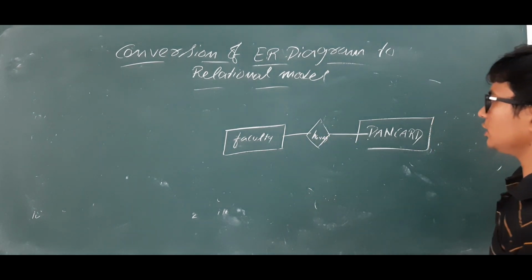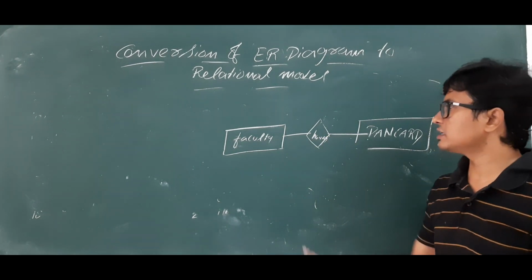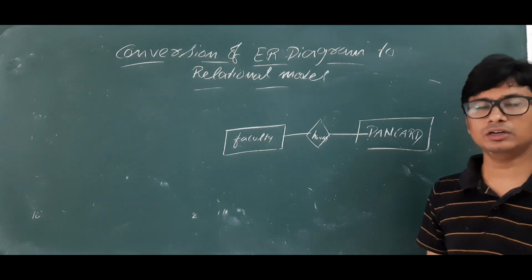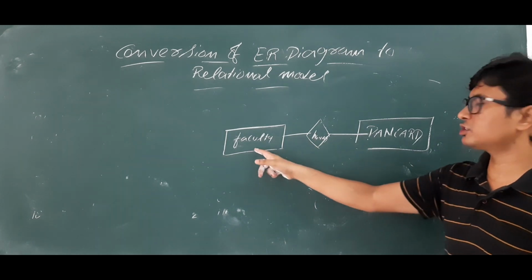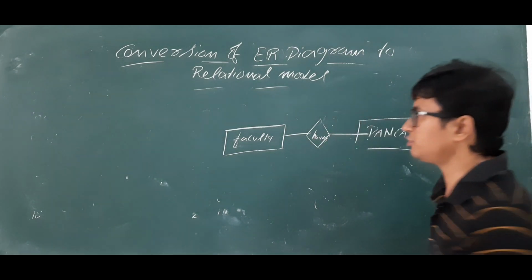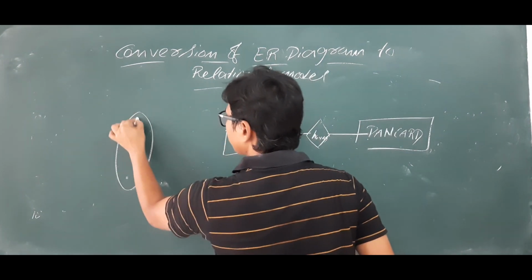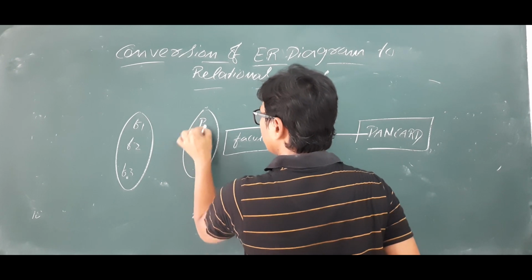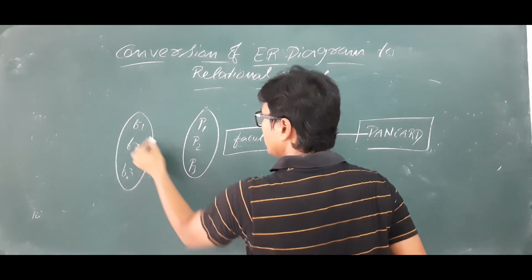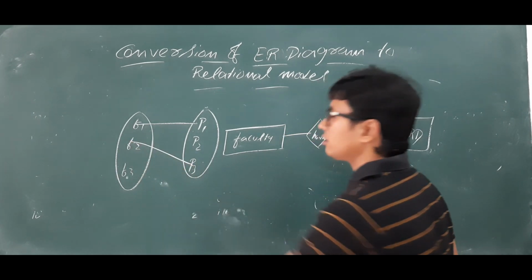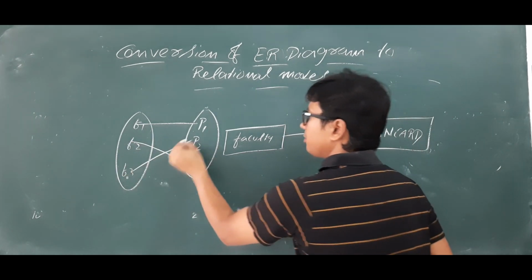Now remember one thing. I am talking about the usual case. Each faculty will have only one PAN card. Am I right or wrong? And a PAN card belongs to only one faculty. One PAN card will not belong to 2 faculty. If you see that there is faculty 1, faculty 2, faculty 3, and PAN cards P1, P2, P3. Now faculty 1 will have PAN card 1, faculty 2 will have PAN card number 3, faculty 3 having PAN card number 2.